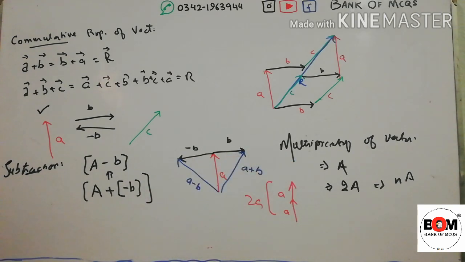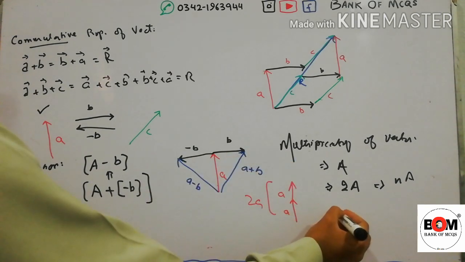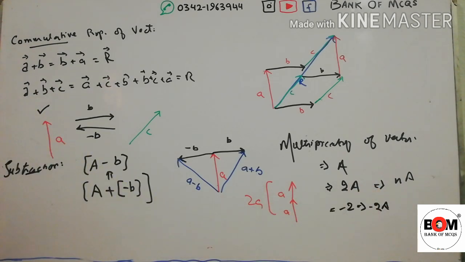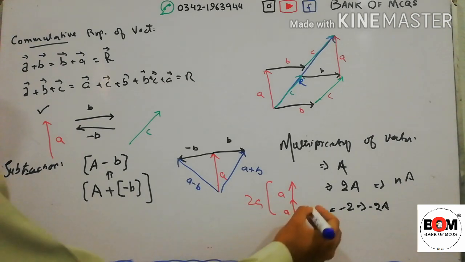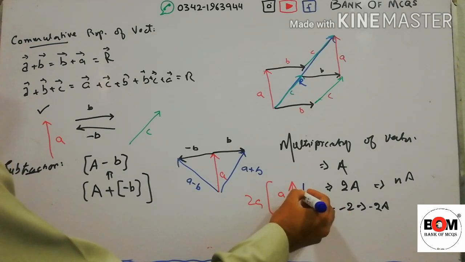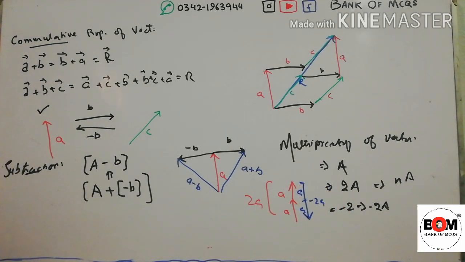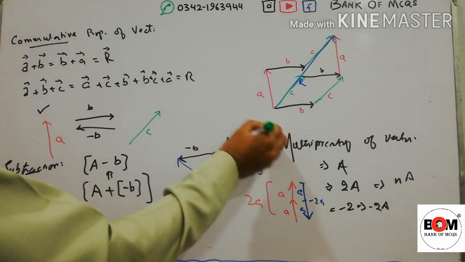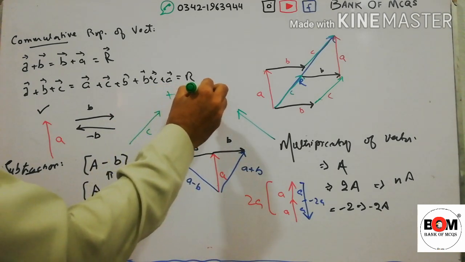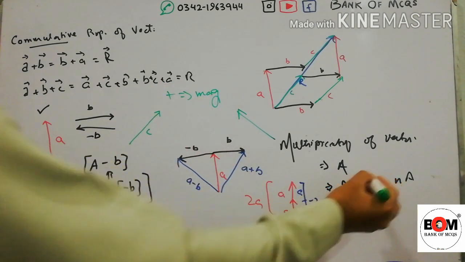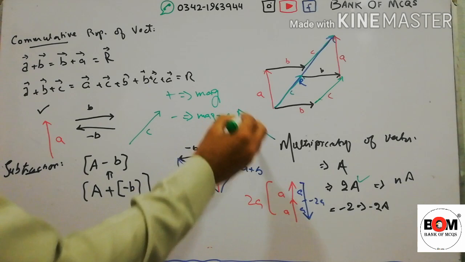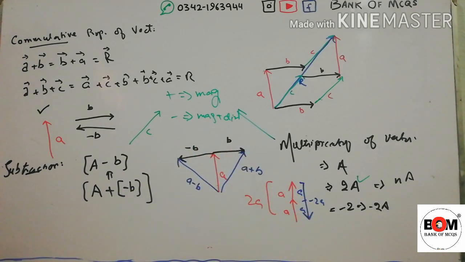in the same direction. If we multiply it by minus 2, then the result will be minus 2A. In that case, magnitude as well as direction will change. So what is the summary? The summary is that if we multiply a vector by a positive number, then its magnitude will change. And if we multiply it by a negative number, then magnitude as well as direction will change.